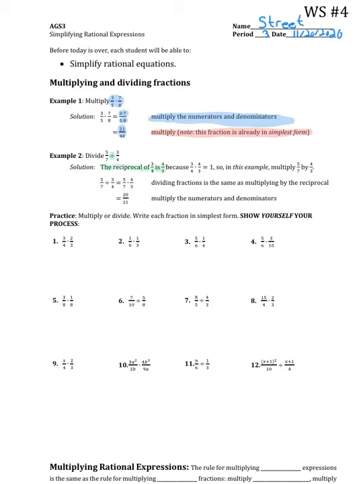So it says the reciprocal of 3/4 is 4/3. All right. And it's just because when you multiply them together, the reciprocals multiply to equal 1. So in this example, we're going to multiply 5/7 by 4/3 instead of dividing by 3/4. So instead of dividing two fractions, multiply by the reciprocal. It makes it a lot easier.